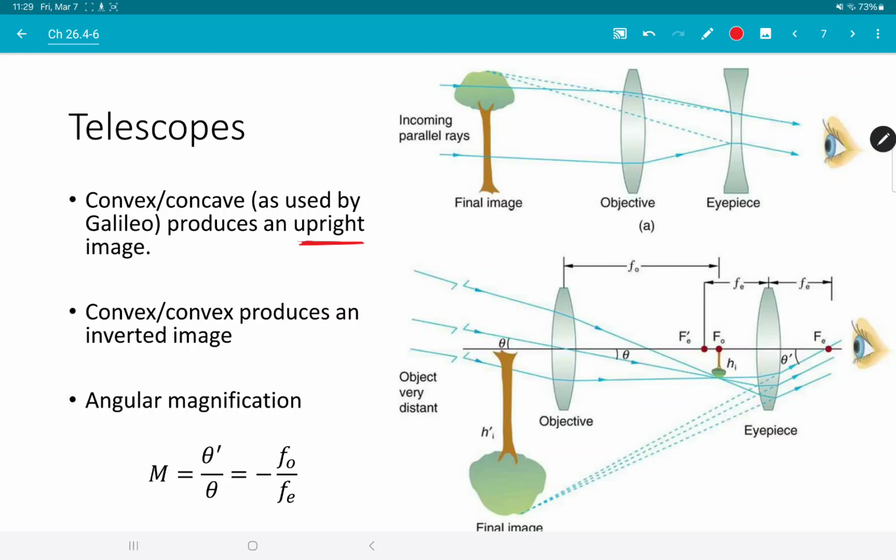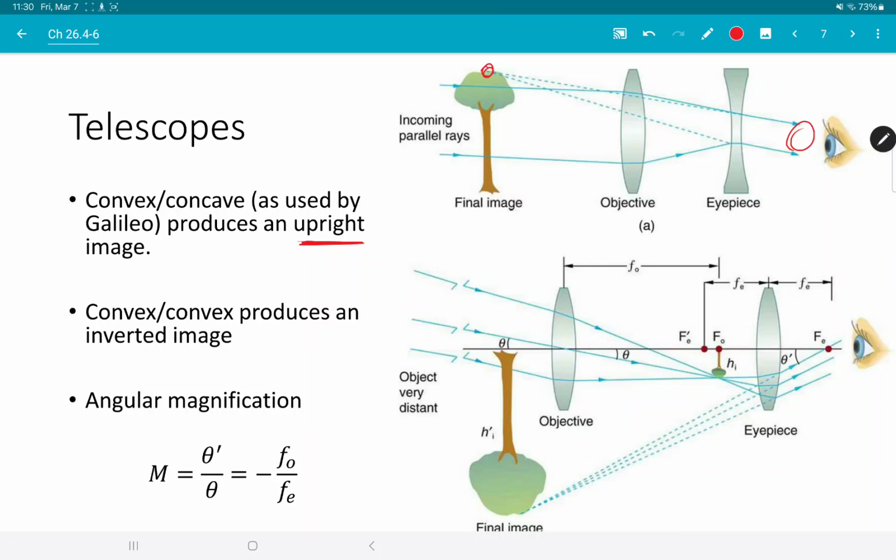So to do that, generally we have our convex objective, and then we'll have a concave eyepiece, or a converging objective and a diverging eyepiece. If you do the ray tracing, we can see that object, that little piece of tree there, now starts looking like a much bigger thing. It looks like it's a lot closer to us, and that's great.